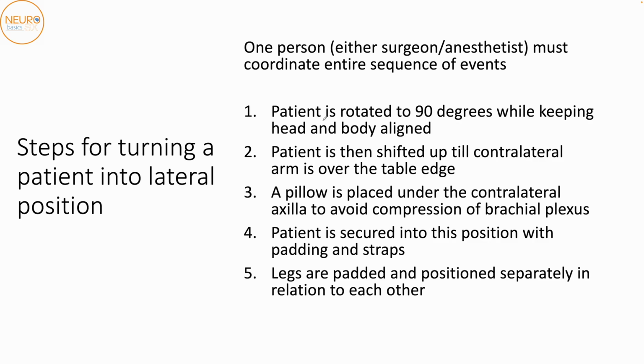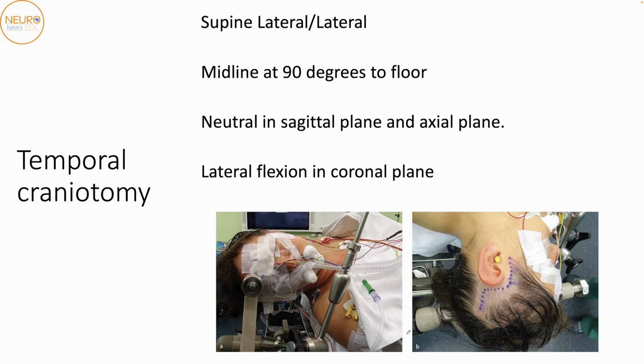And the patient's body is going to be rotated about 90 degrees while keeping the head and the body aligned. Following which the patient is shifted upwards such that the head and then also the contralateral arm is taken over the table edge. Following which the patient's torso is lifted up and a pillow is placed under the contralateral axilla. This is to avoid compression of the brachial plexus. Then you're going to secure the patient in this position with padding and straps, and make sure that the pressure points are adequately padded. These are some examples.